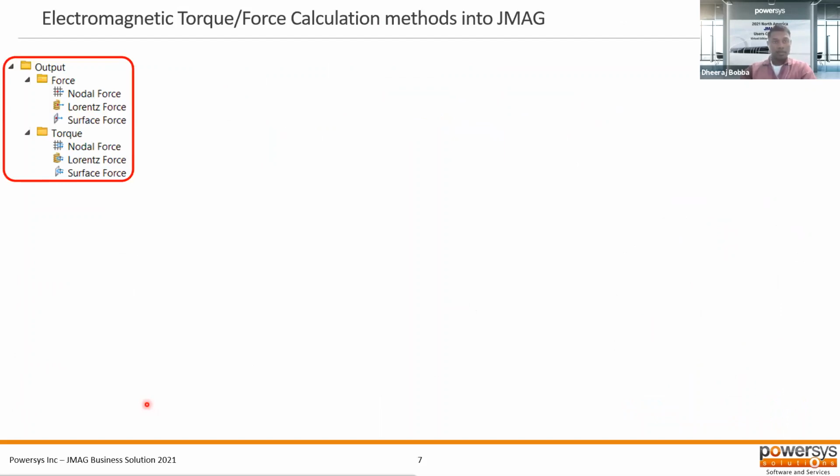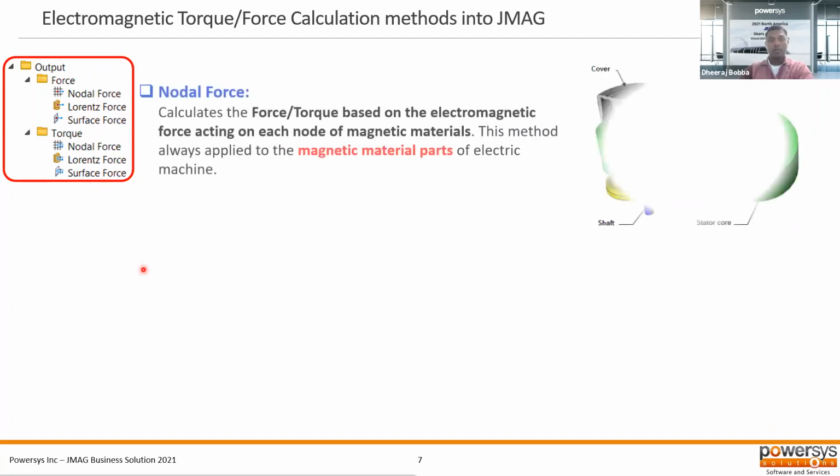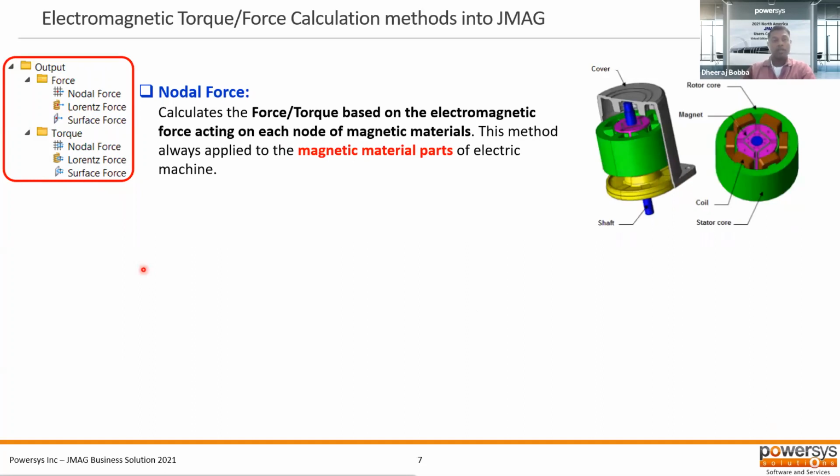Coming to the electromagnetic force calculation, JMAG has multiple options, as we're looking at the menu available in JMAG. Typically, there are three: Nodal Force, Lorentz Force, and Surface Force. The same is applicable for torque as well, but basically torque is radius times force. The nodal force is used to calculate the force on magnetic material parts in the electric machine, and it's calculated on each node. We'll go into more detail on this in a little bit, but if you're looking at a motor, all the magnetic materials, the steel, magnets, etc., are where nodal force is typically used.